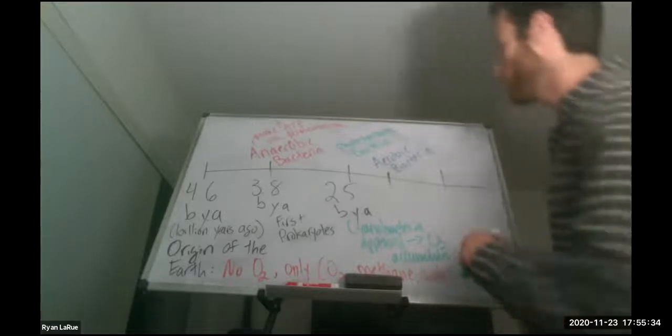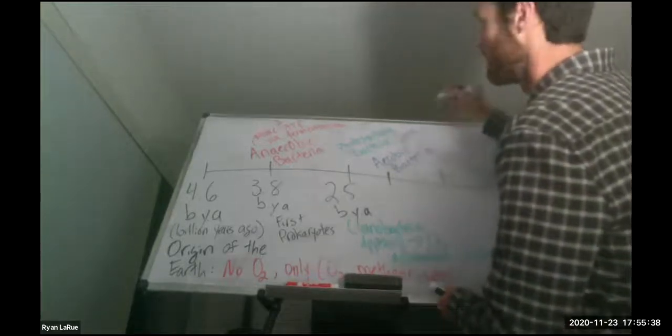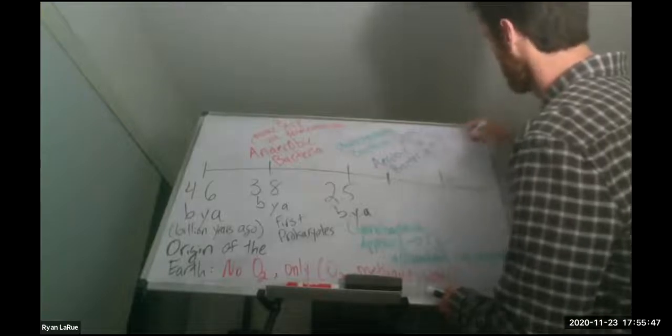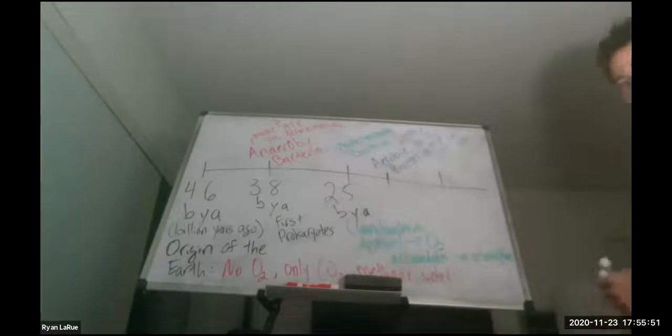Okay, so these guys are going to make 36 to 38 ATP via cell respiration. I'll just abbreviate it, cellular respiration.